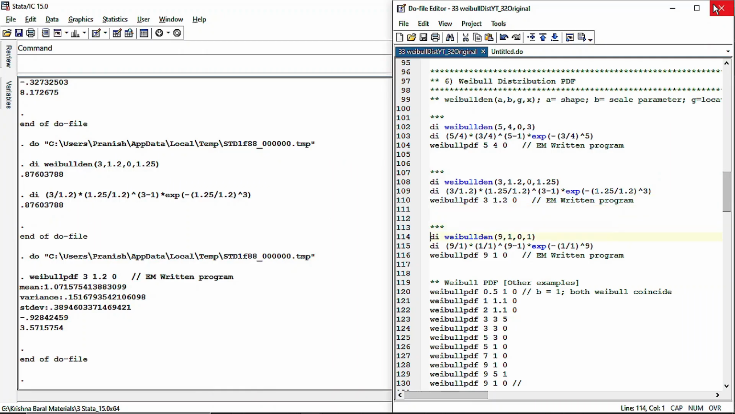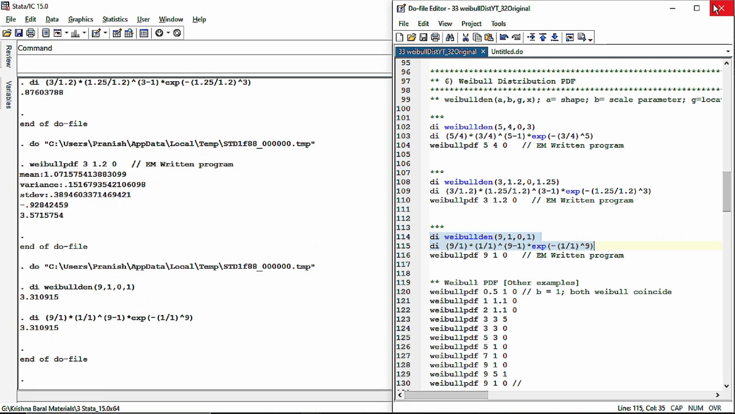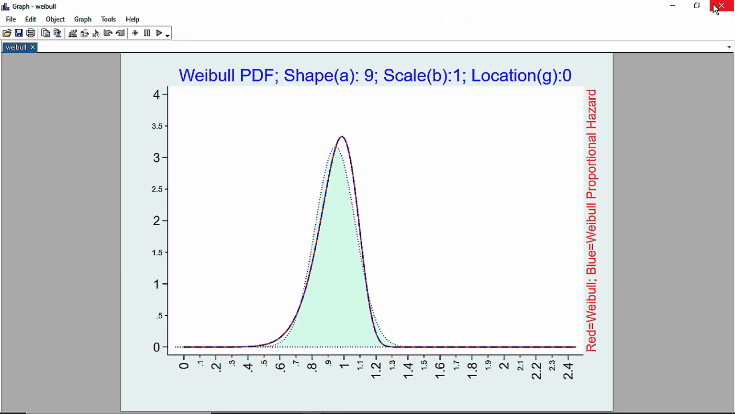And let us see another example. The shape parameter is 9, the scale parameter is 1, the location parameter is 0, and the value of x is equal to 1. The probability of getting exactly 1 is 3.31, and let us see whether we get the same result with the help of the graph. When it is 1, it is 3.31, somewhere over here.